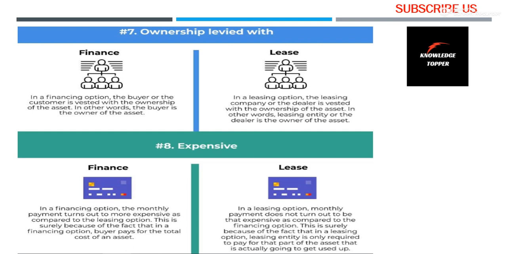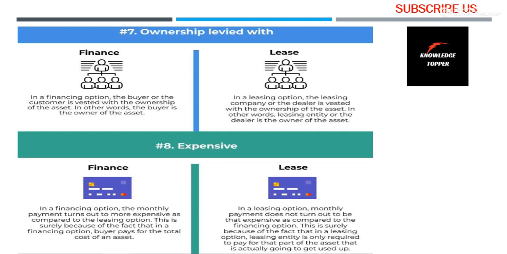If we talk about our seventh basis for comparison, which is ownership, in a financing option, the buyer or the customer is vested with the ownership of the asset. In other words, the buyer is the owner of the asset. And if we talk about from the perspective of lease, in a leasing option, the leasing company or the dealer is vested with the ownership of the asset. In other words, the leasing entity or the dealer is the owner of the asset.